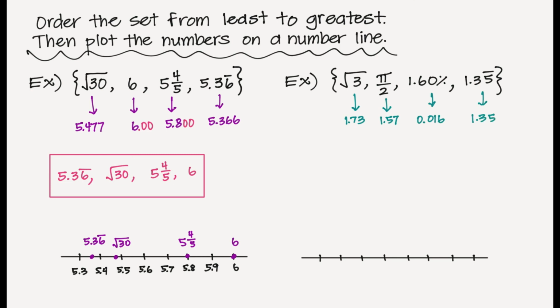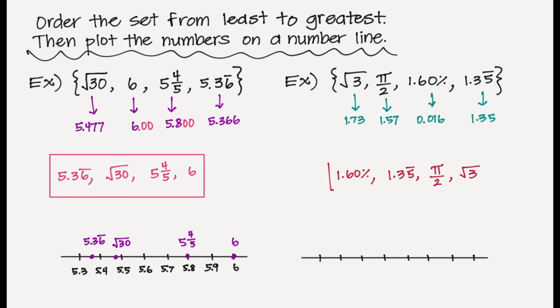I'm not going to go further than that because I have enough to put these in order. So I'm going to rewrite 1.60% as my smallest number, followed by 1.35 with a bar over it, and then pi divided by 2, and then the square root of 3.